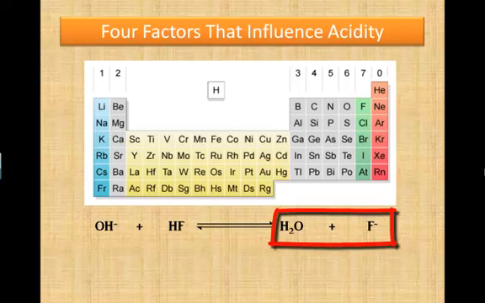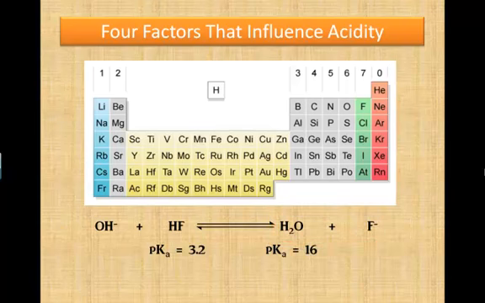And if I compare the pKa's of my two acids, HF has a pKa of 3.2, whereas water has a pKa of 16. Remember that I'm always going to go towards the side of the weaker acid and the weaker base, and the weaker acid will always have the larger pKa.